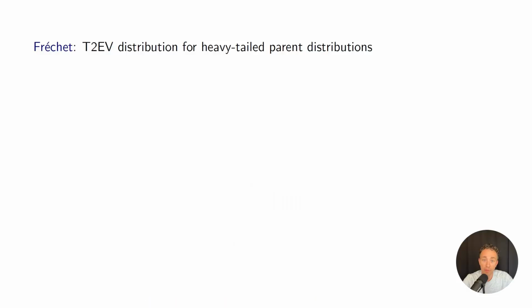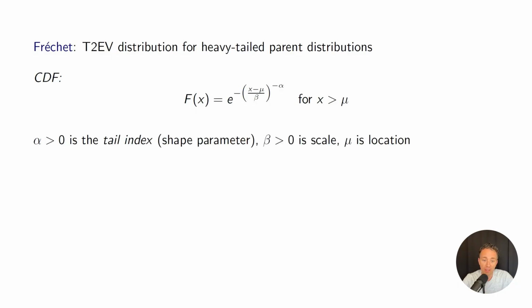As a reminder, the Fréchet distribution is the type 2 extreme value distribution that arises when the parent distribution is heavy-tailed. The CDF is this equation, and there are 3 parameters that this distribution has instead of 1 or 2. It's got a tail index parameter, which is a shape parameter alpha, and then it also has the typical location and scale parameters, which are mu and beta in this nomenclature.